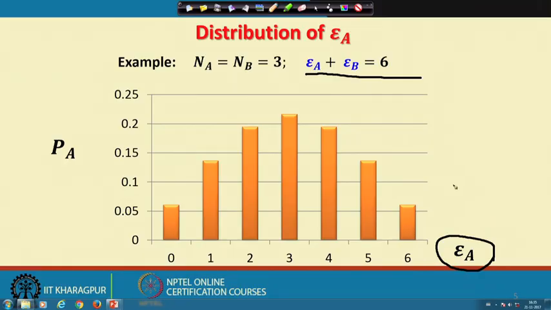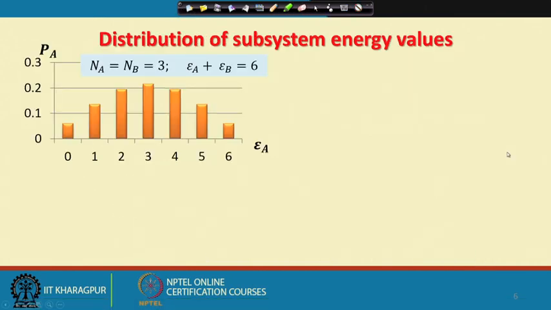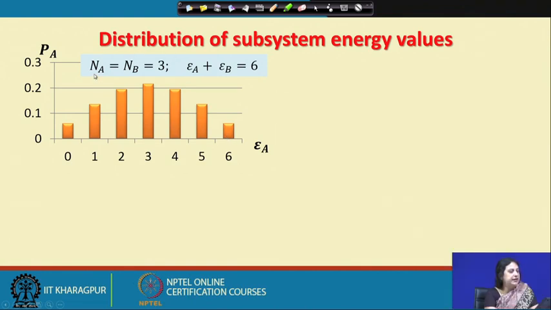From this kind of a picture, let us now move forward and have a look at what happens during the distribution of subsystem energy values. Please remember that in the first example, I took N A equal to N B equal to 3 and kept the summation of energy constant at some value 6, and this gave me a symmetric distribution about the maximum that appears at epsilon A equal to 3.